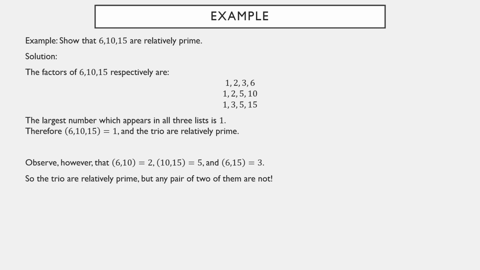So you have to be really careful when applying this term, relatively prime. Relatively prime applies to a set of numbers, and if you change that set, you might change whether they're relatively prime or not. In this example, what we've seen is that this trio of numbers are relatively prime, but any pair I form from them are not. That said, we will almost always, from this point forward, be talking only about pairs of numbers when it comes to greatest common factors. And in the next video, we're going to start learning more convenient techniques for computing the greatest common factor.